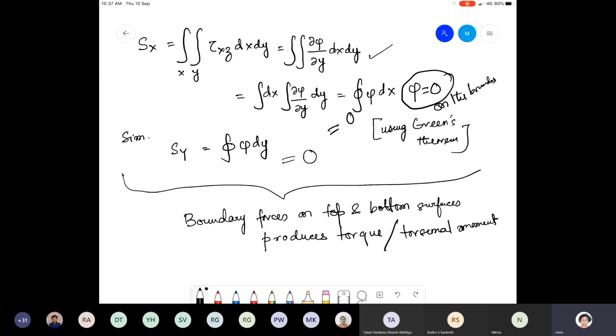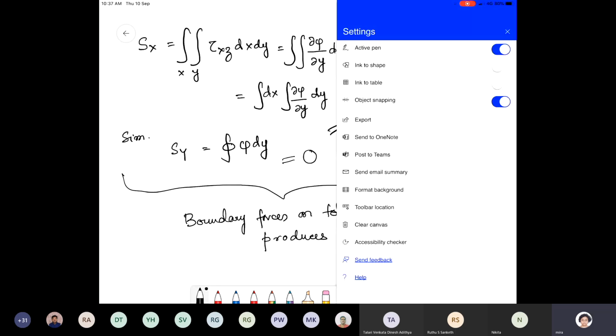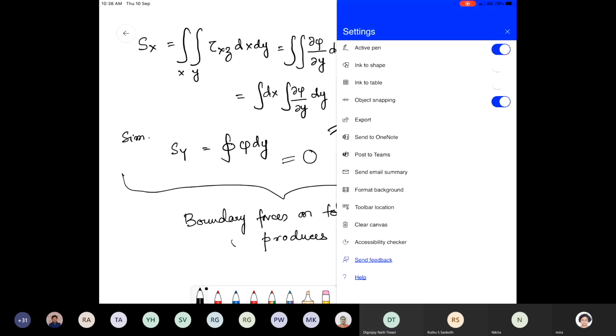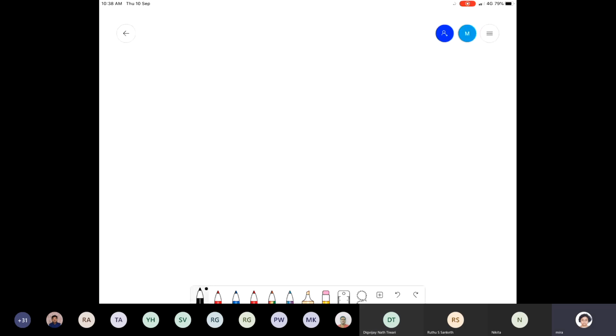So the only thing that these boundary forces are going to do is give me a torque or a torsional moment. Ma'am, but if we take phi as 0, then the first condition that we obtained, del square phi by del y square plus del square phi by del x square, is minus 2G theta. No, phi is zero on the boundary. Oh, all right. Got it. Okay, so now let us see what is the expression for torsional moment.